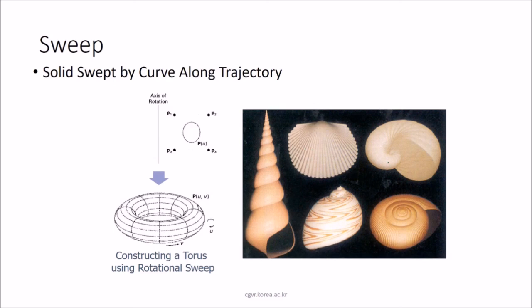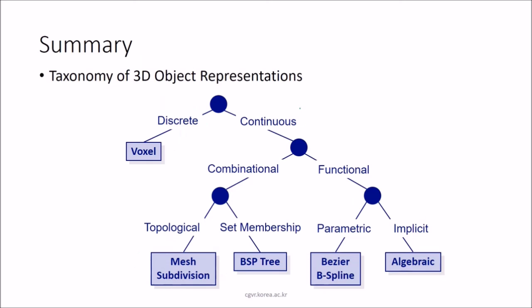These are all the sweep representations. So how can we construct a torus using a rotational sweep? This is the axis of rotation. We can just rotate it and then you can get a torus out of a rotational sweep. This is a solid swept by a curve along some trajectory.